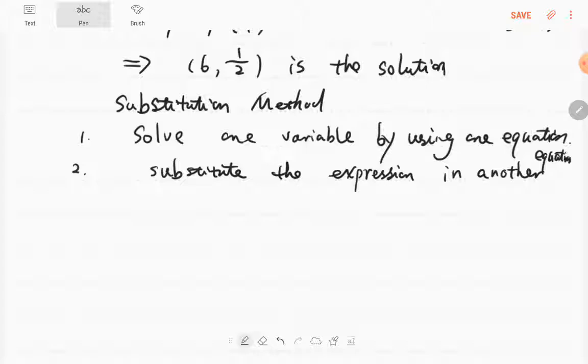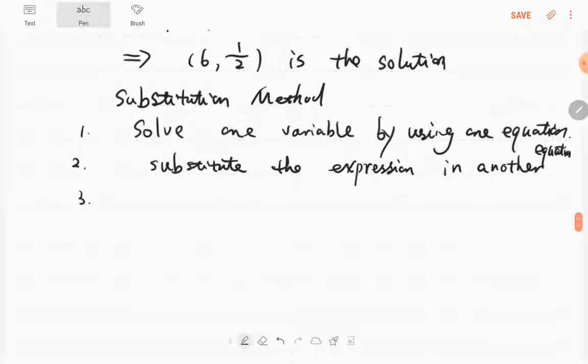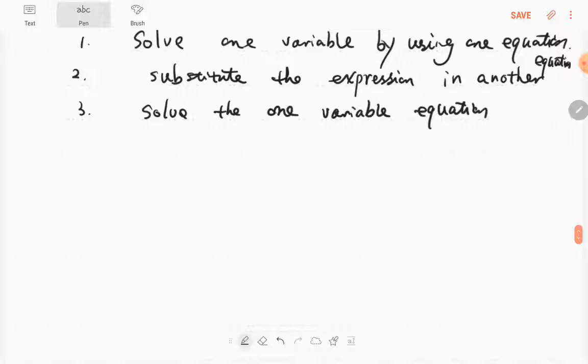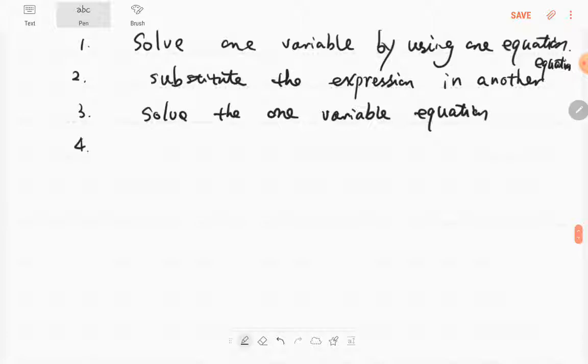Step 2. We already changed a two variable equation to a one variable equation, right? We only need to solve the one variable equation, because we substituted one of the variables. So we only have one variable. Two variables to be one variable. We only need to solve one variable.